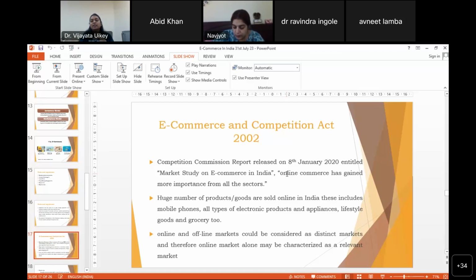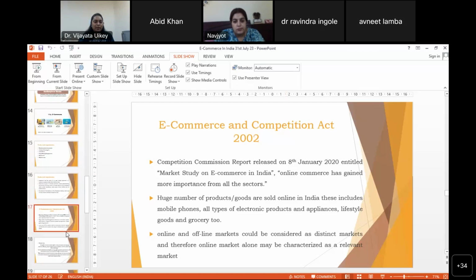Online and offline markets could be considered as a distinct market, and therefore online market alone may be characterized as a relevant market. Now there is one question, ये last line को याद रखना कि online and offline market could be considered as a distinct market. ये बोला गया है कि शायद ये दोनों बहुत ही अच्छे distinct market है, therefore online market alone can be characterized as the relevant market. क्या ये सही है क्या? ये last में हम देखेंगे.